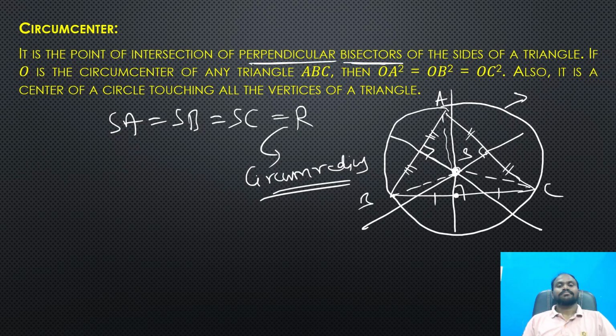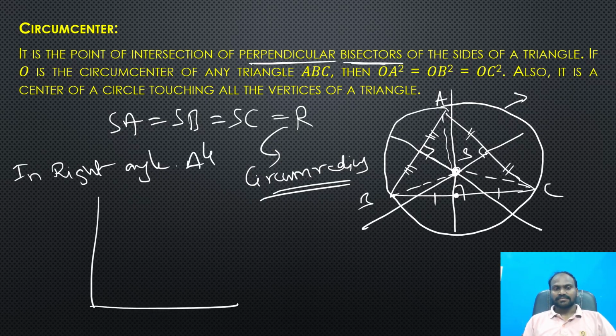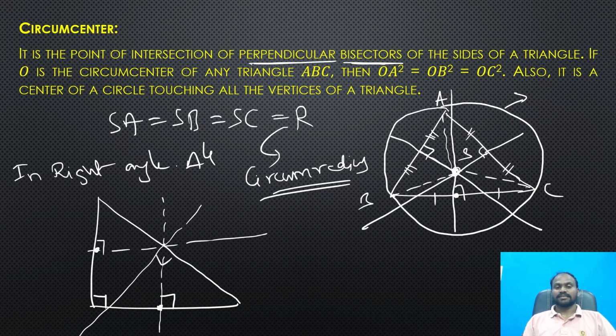Right, students. Now, if we discuss the circumcenter in a right angle triangle, we'll draw a right angle triangle and see where we get it. Here, for example, on this side we draw a perpendicular bisector, on this side also, and on this side also. You can see that all will meet at the midpoint. So in a right angle triangle, the circumcenter is at what? Midpoint of the hypotenuse.